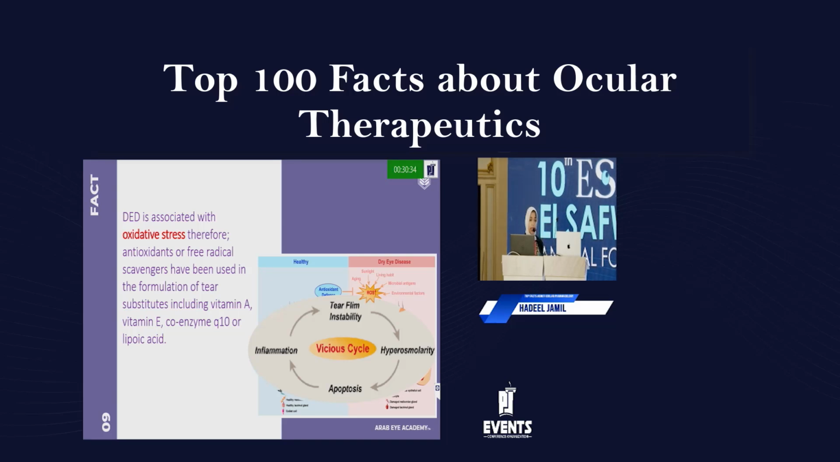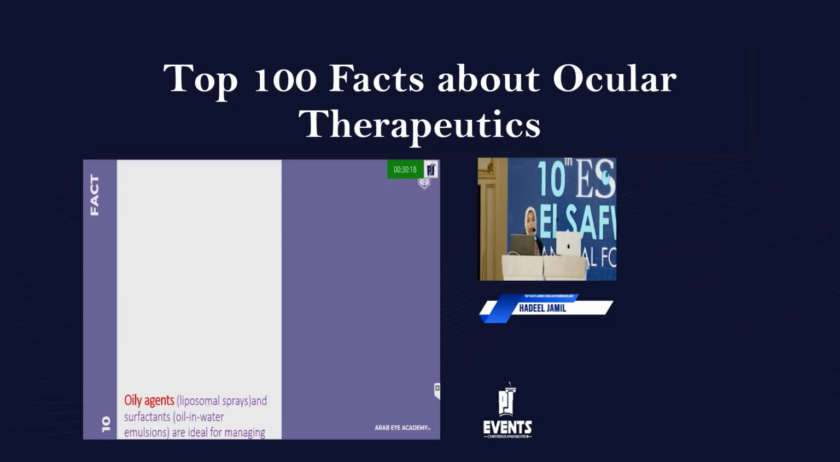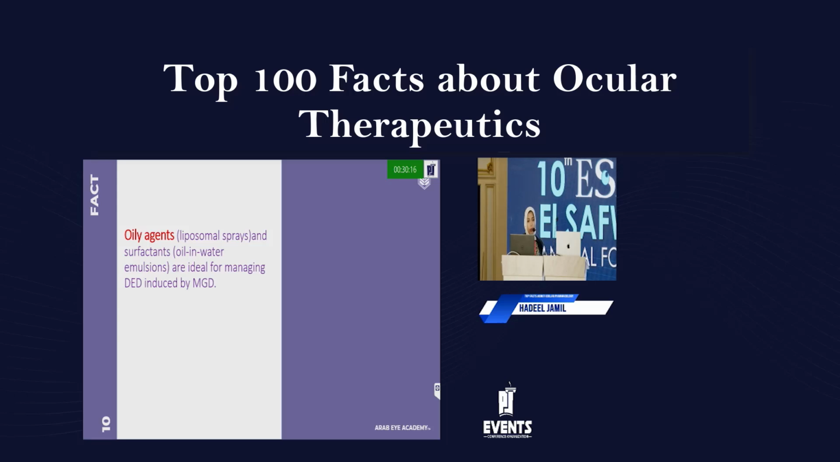So, dry eye disease is associated with oxidative stress, therefore antioxidants and free radical scavengers have been used in the formulation of a tear substitute, including vitamin A, vitamin E, coenzyme Q10, and lipoic acid. Oily agents such as liposomal sprays and surfactant oil and water emulsions are ideal for managing dry eye disease, especially that which is induced by meibomian gland dysfunction, because it will affect mainly the lipid layer.